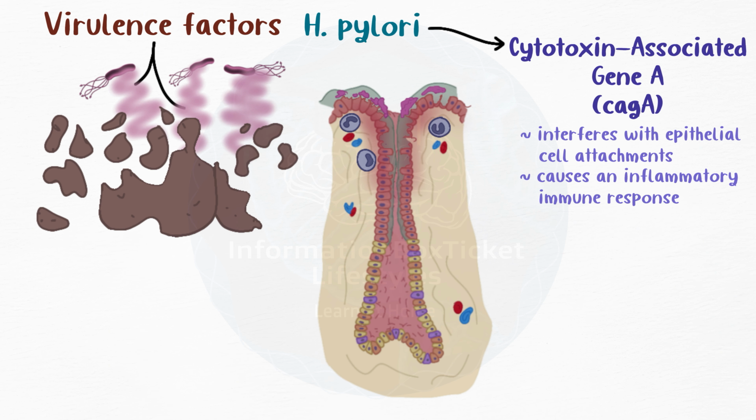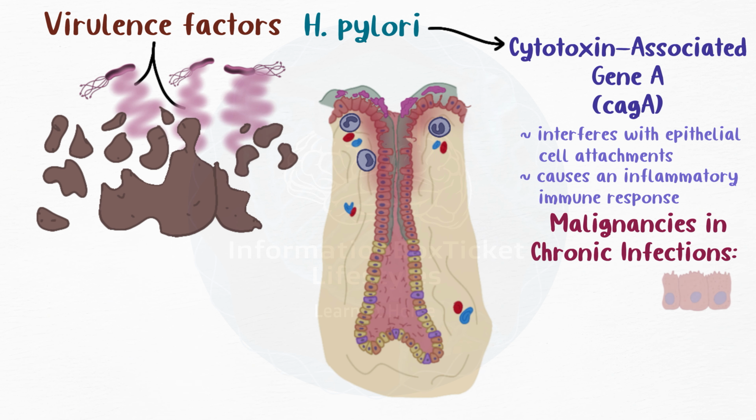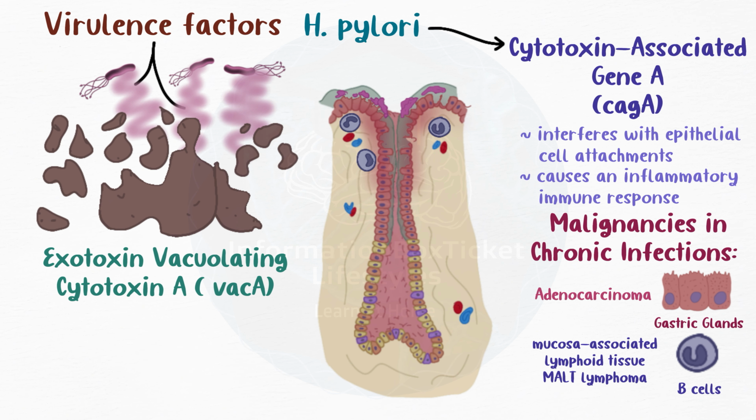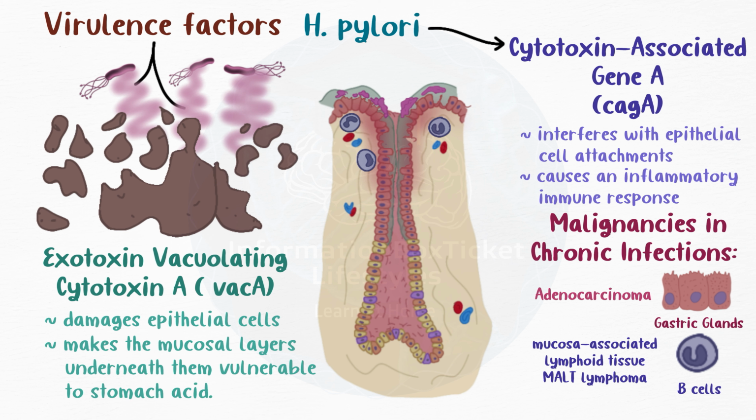CagA has been connected with the development of 2 stomach malignancies in chronic infections: adenocarcinoma, which involves cells within the gastric glands, and mucosa-associated lymphoid tissue, or MALT lymphoma, which includes B cells. Certain H. pylori strains secrete an exotoxin known as vacuolating cytotoxin A, or VacA, which damages epithelial cells and makes the mucosal layers underneath them vulnerable to stomach acid.